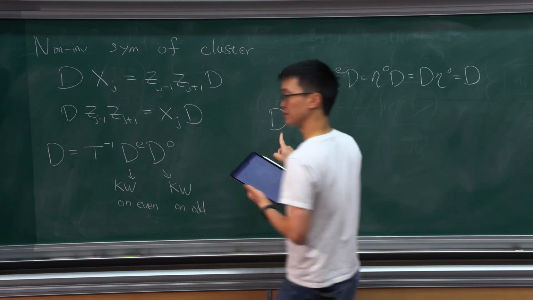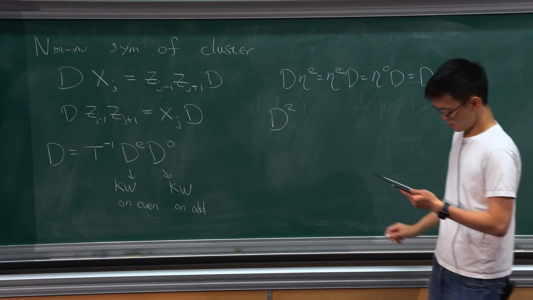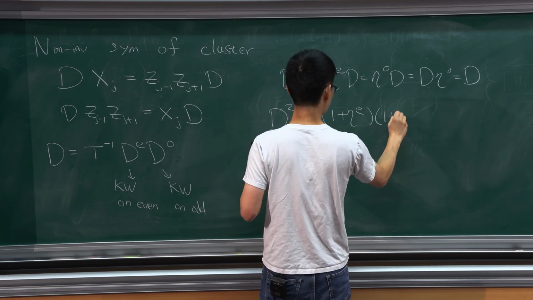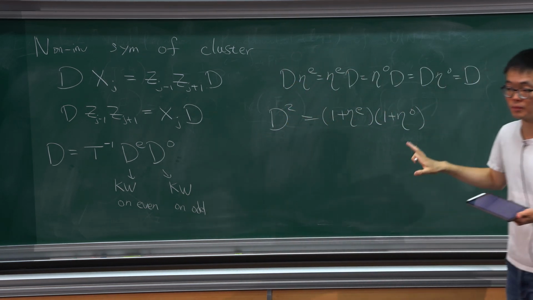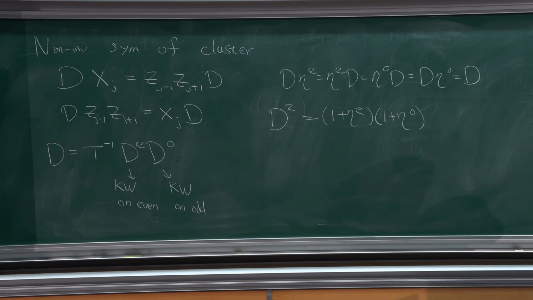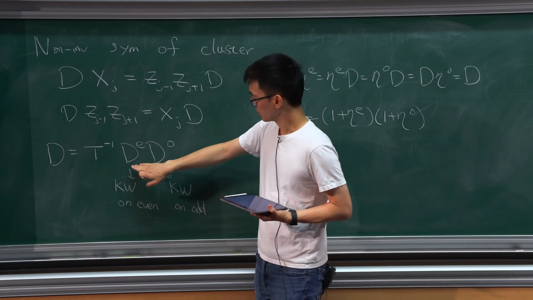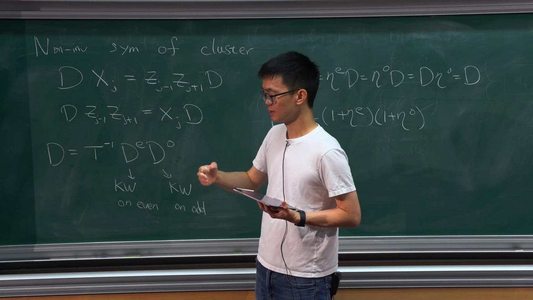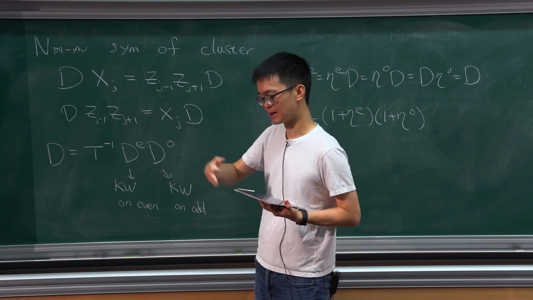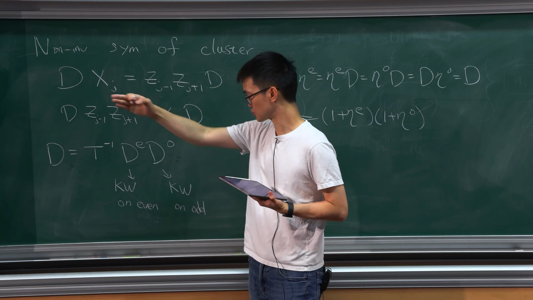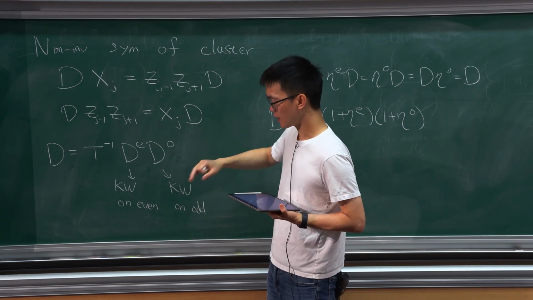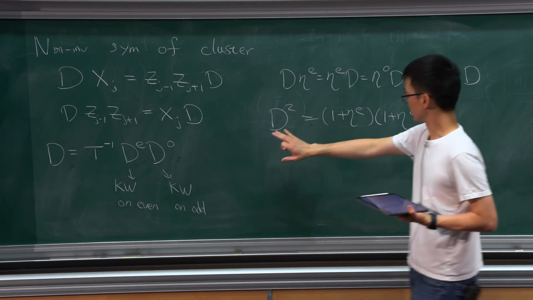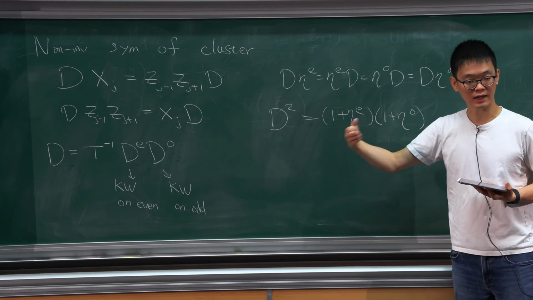The interesting one is D square. D square turns out to be 1 plus eta even, 1 plus eta odd, and that's it. There's no mixing with the lattice translation. And intuitively, that's clear. When you do D even, you do a half lattice translation on the even side. Well, actually, it's one lattice translation on this chain. And on the odd side, you do the lattice translation on the odd chain. And then they are canceled by this translation. So in total, D doesn't implement a lattice translation.